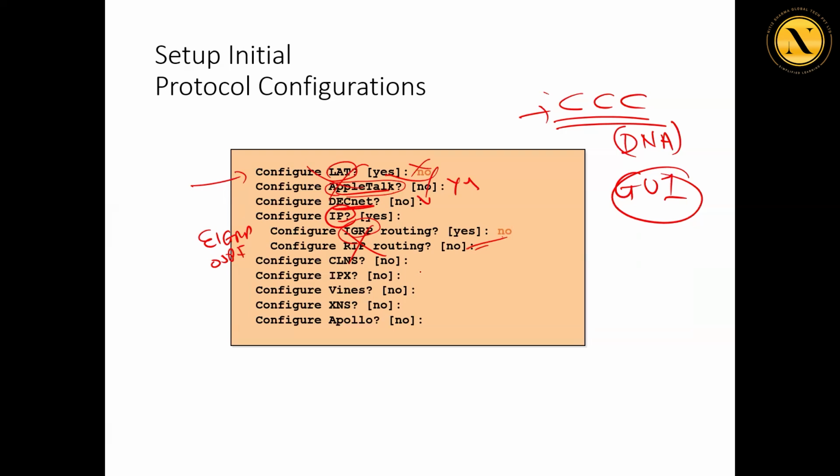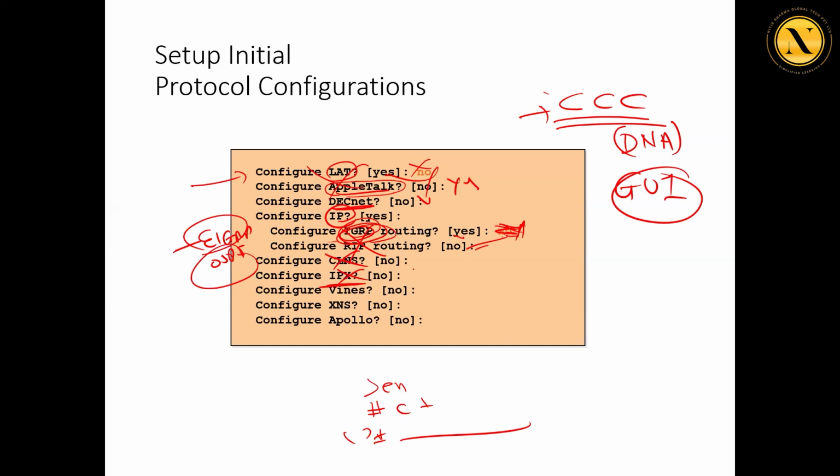Okay, I said no to everybody. You could have said yes, maybe if you want to configure IGRP or EIGRP. But he has said no. After a minute, when he comes out of the setup mode, he will go to the user mode, type enable for privilege mode, configure terminal to go to global mode, and then configure whatever routing protocol you want: router EIGRP 1, or router OSPF 1, or router RIP, whatever. That's also possible.